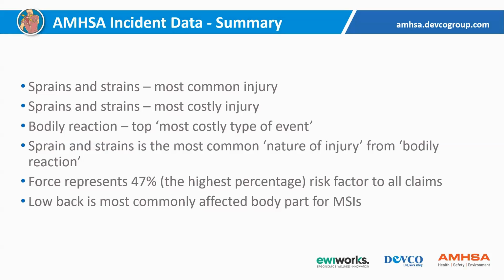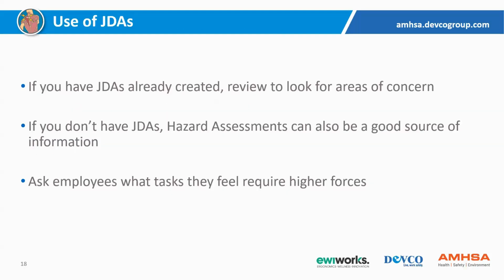Okay, so if we know force is an issue, how do we look for it? What do we do to try and identify it and then ultimately eliminate it or reduce the risk associated with that? So the first thing, the easiest thing I would suggest you do, if you have JDAs or PDAs, so job demands analysis or physical demands analysis, you want to review those to look for areas of concern. And I've got a couple slides here. We'll go through where to look in those PDAs or JDAs. And like I said, those are a great starting point.